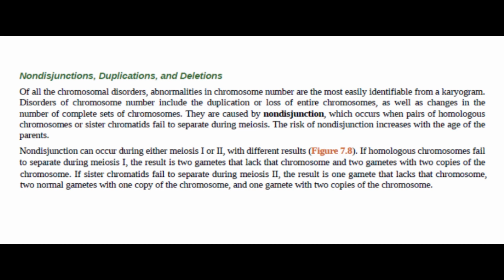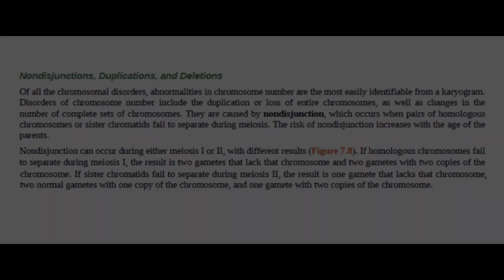Nondisjunction can occur during either meiosis 1 or 2 with different results. If homologous chromosomes fail to separate during meiosis 1, the result is 2 gametes that lack that chromosome and 2 gametes with 2 copies of the chromosome. If sister chromatids fail to separate during meiosis 2, the result is 1 gamete that lacks that chromosome, 2 normal gametes with 1 copy of the chromosome, and 1 gamete with 2 copies of the chromosome.